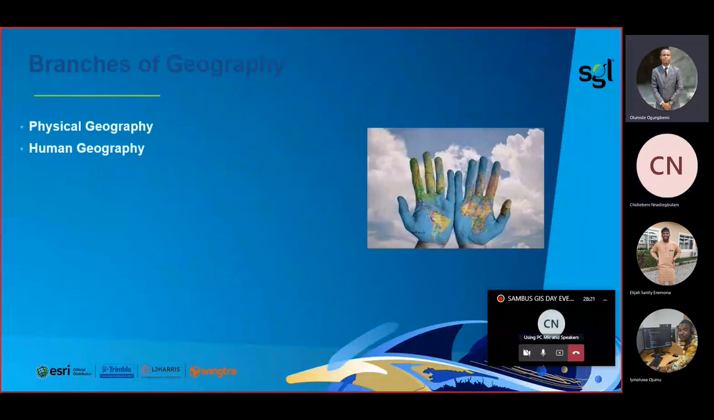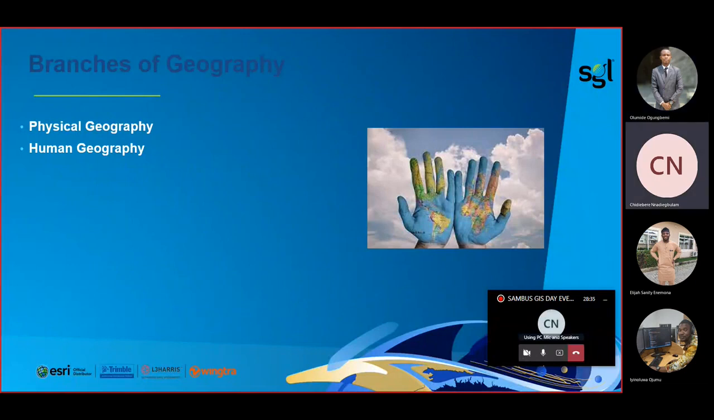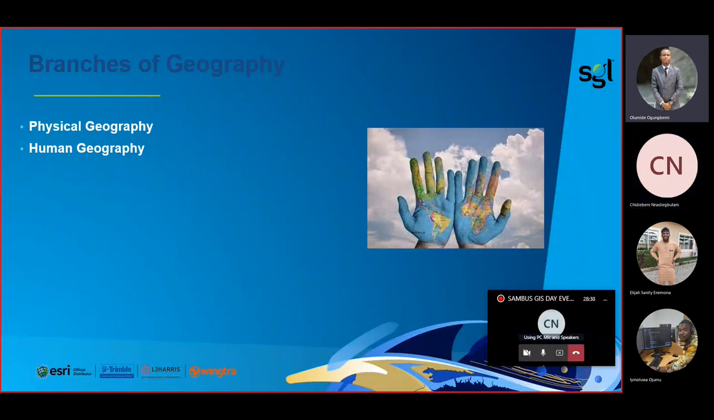So we have branches of geography. I know that you guys have done a lot about geography, but you can actually split the geography area into physical and human. This will help you students to know, because you can use your GIS for different areas of geography, which interest you have as SS3.